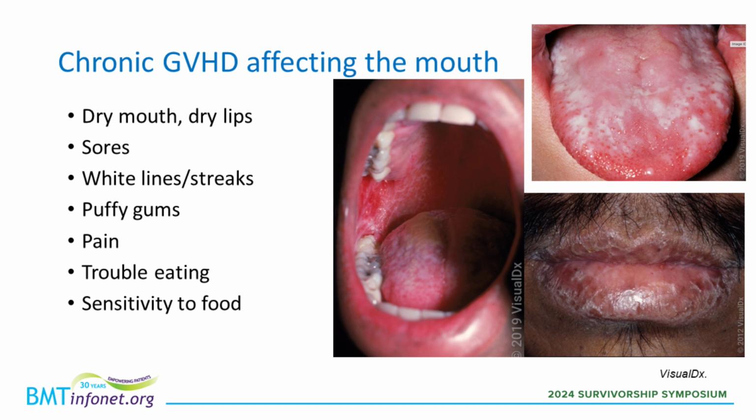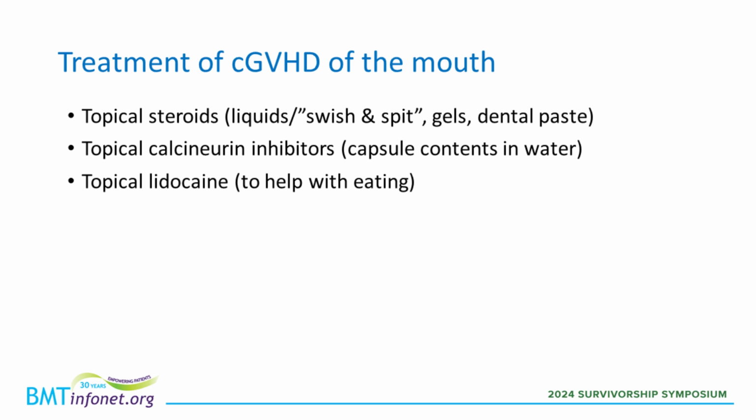There could be pain in the mouth, sometimes pain with eating, trouble eating, reduction in appetite, just because it hurts so much to eat or swallow. And some patients will note, like I mentioned, some sensitivity to certain foods, like spicy foods, for example. And some of the changes that you see here, you can tell there's a lot of these white little lines over the lips, on the tongue, and on the sides of the mouth here.